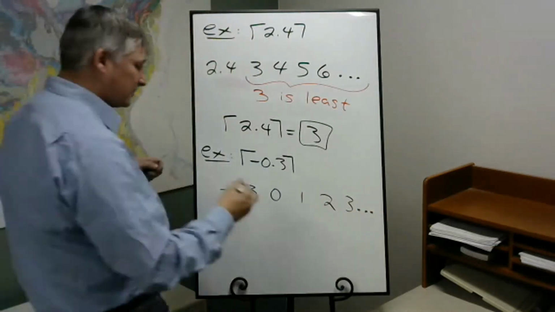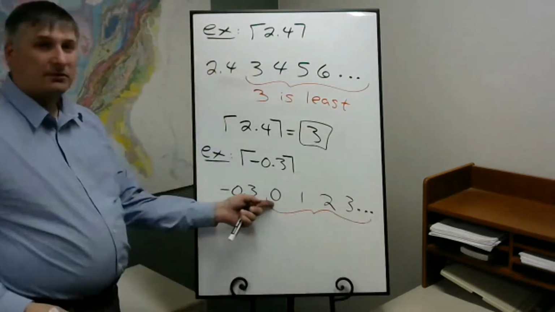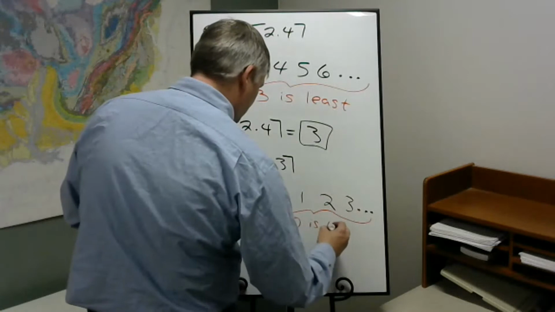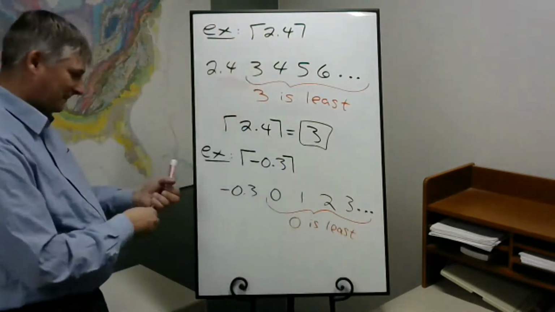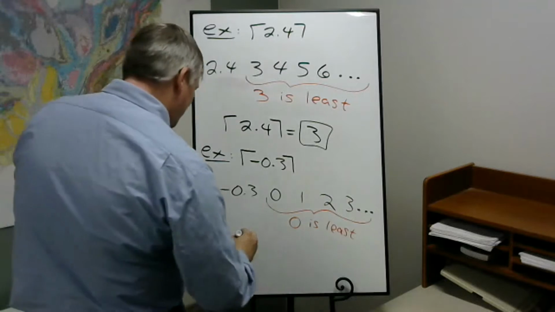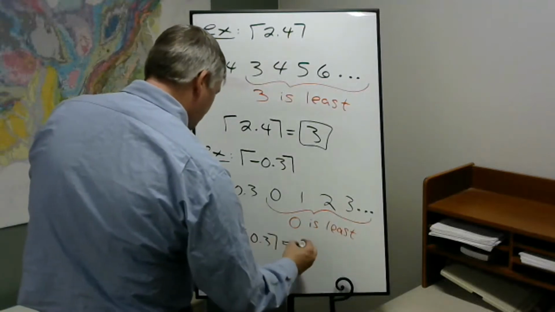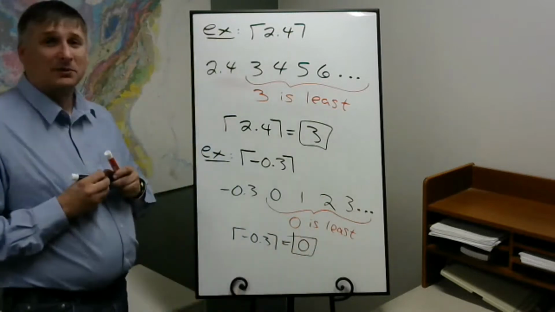So of these integers on its right, 0 is least. And so that means that's going to be equal to 0.